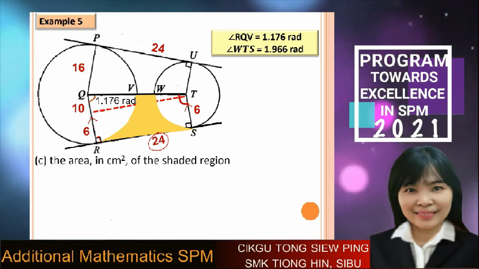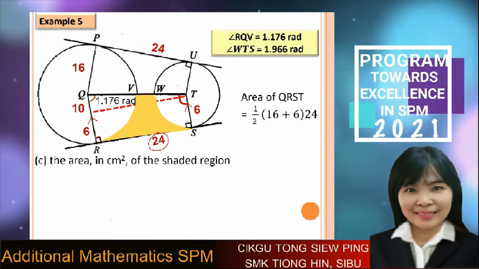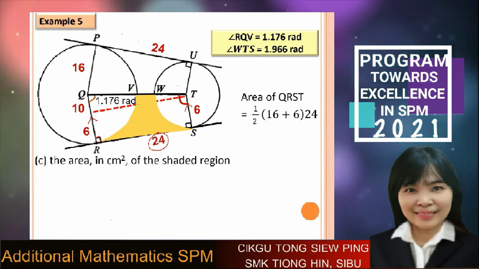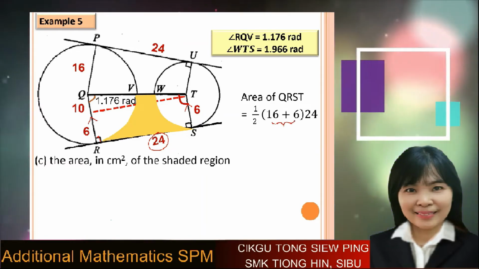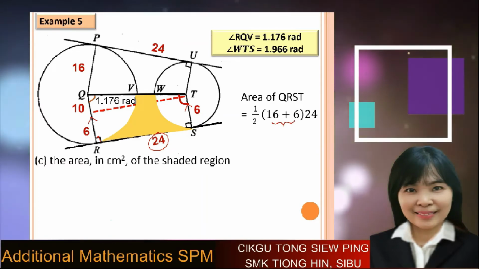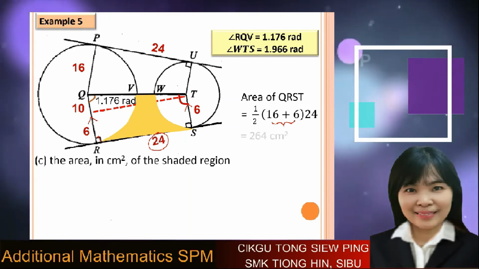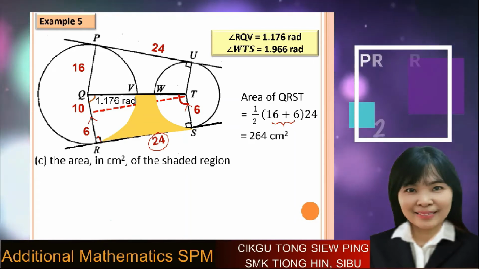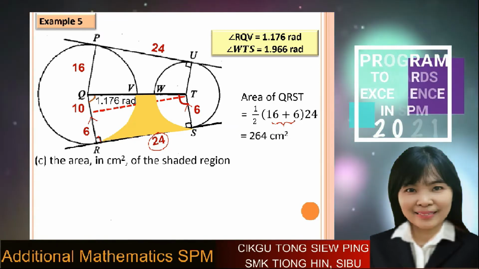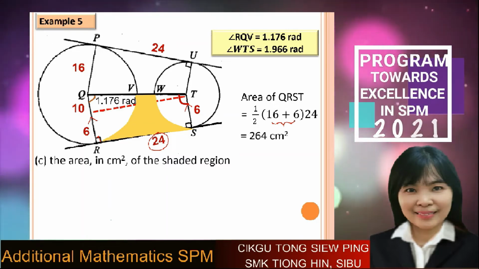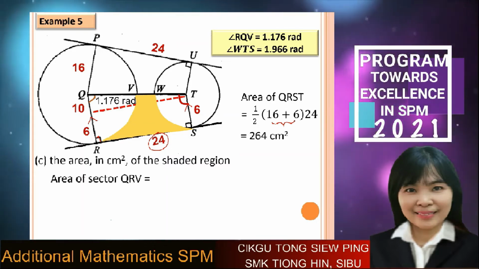Now let us find the area of this trapezium. The area of QRST equals 1 over 2, sum of the parallel lines, that is 16 plus 6, then multiply with the height of the trapezium. Then we get 264 centimeters square.